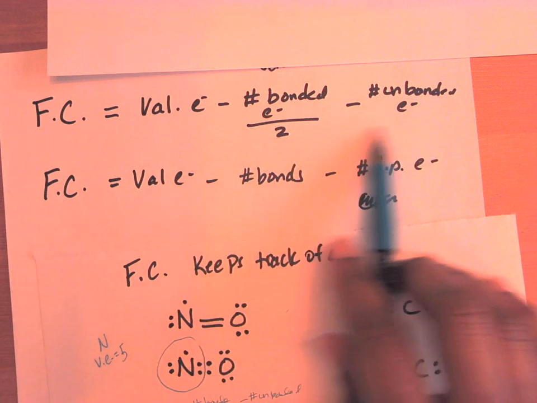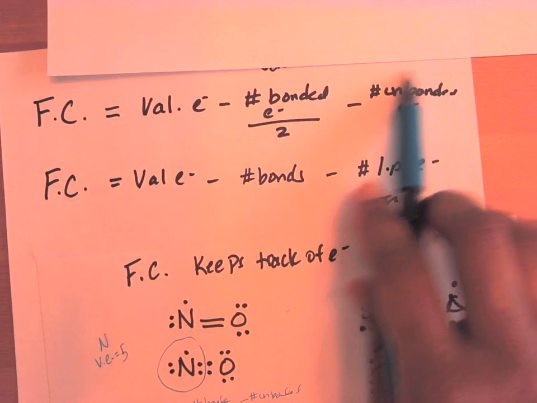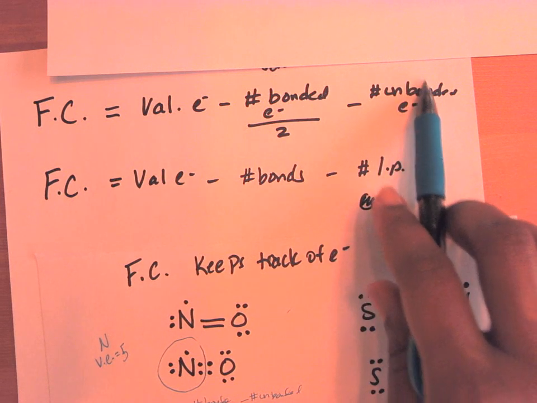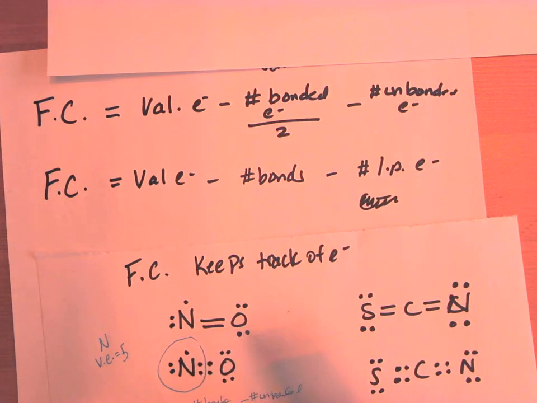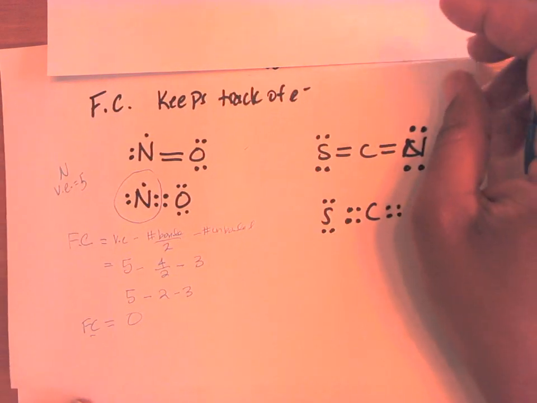So this full equation is more detailed. It may be a little bit more confusing, but it's more detailed because the unbonded electrons include the number of lone pair electrons and unpaired or single dot electrons like this. Okay. Let's just do one more example, another atom.